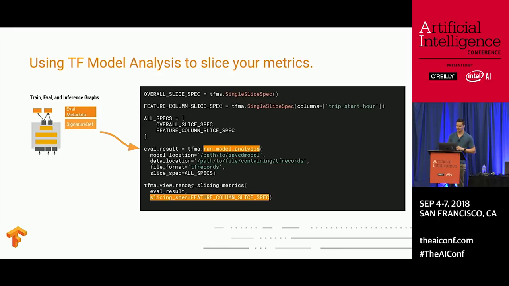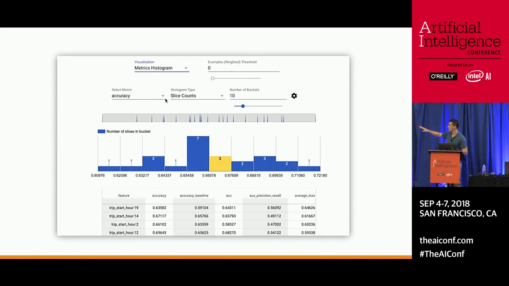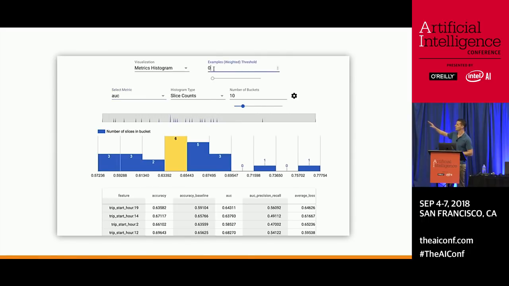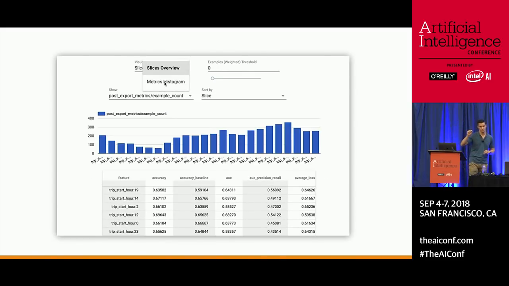So if you instead render those slices for a specific feature, in this case, we actually slice these metrics by trip start hour. So again, this is from the Chicago taxi cab data set. You actually get a visualization in which you can now, in this case, look at a histogram and the AUC metric. We filter for buckets that only have 100 examples so that we don't get low buckets. And then you can actually see here how the model performs on different slices of feature values for a specific trip start hour.